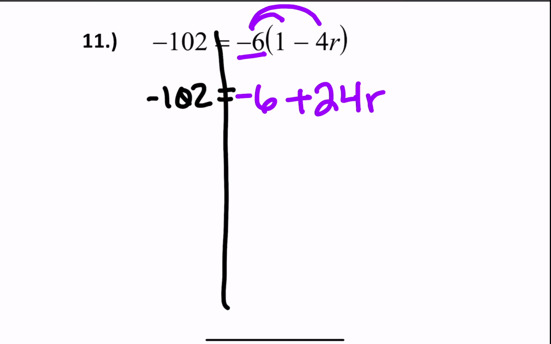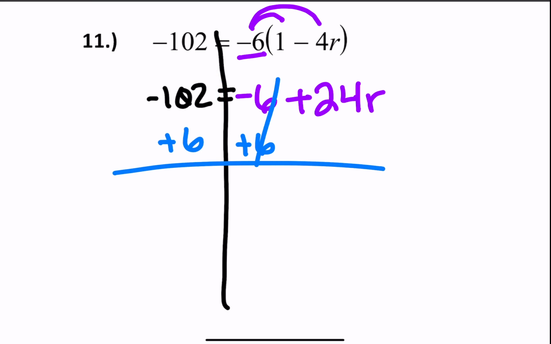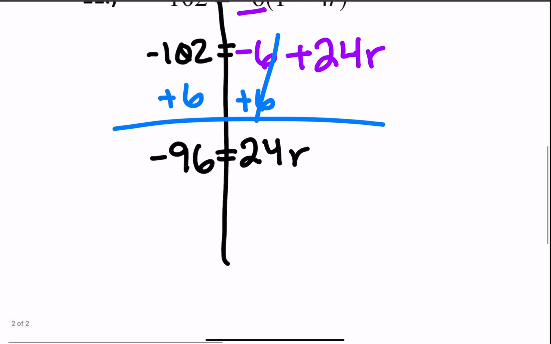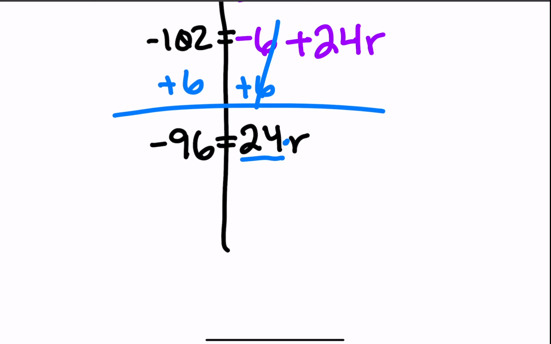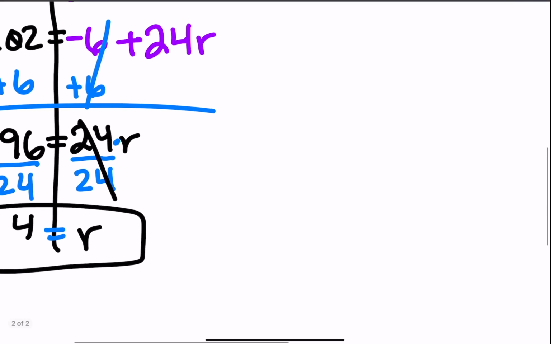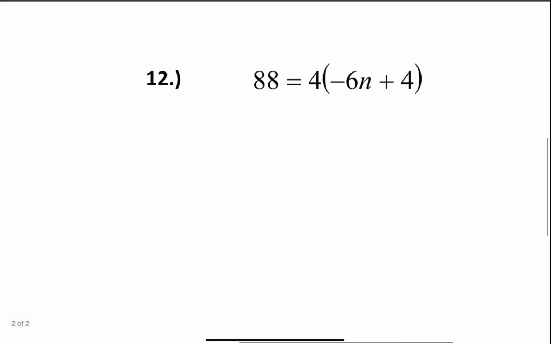Now I'm going to move my constant. My constant is 6, so I'm going to add a 6 on both sides. This leaves us with 24r equals negative 96. 24 is a coefficient, so I have secret multiplication happening, so I need to divide using my fraction bar. This leaves us with r equals negative 4.